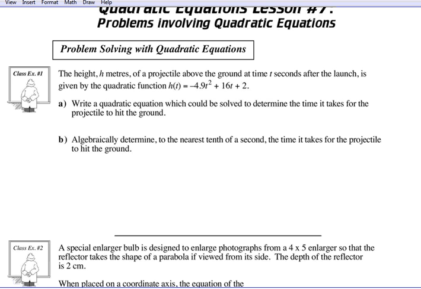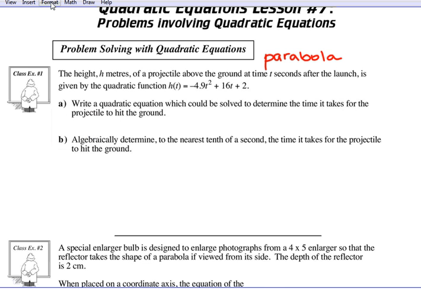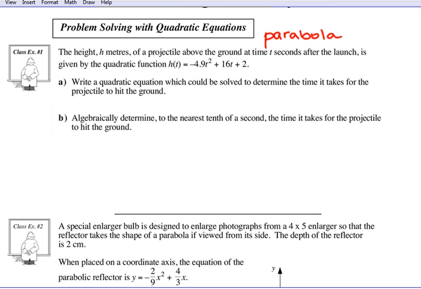Okay, so the height is h, and t is your time. So if you put in a time of 1, that's 1 second after launch. Just a second. So here's our graph. Write a quadratic equation which could be solved to determine the time it takes for the projectile to hit the ground.